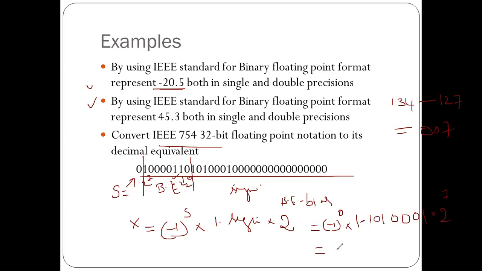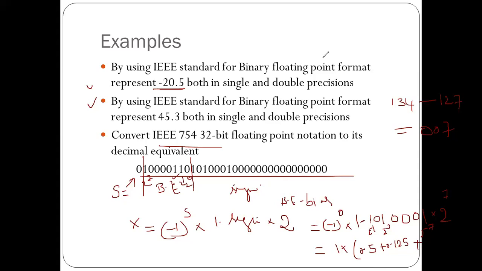Plus 7. Which is equal to, now here apply powers of 2, right? This is 2 power 0, 1 dot this, 2 power minus 1, minus 2, minus 3, 4, 5, 6, 7, 2 power minus 7. So this is 0.5, half, plus 1 by 8, 0.125, plus 1 by 2 power 7.